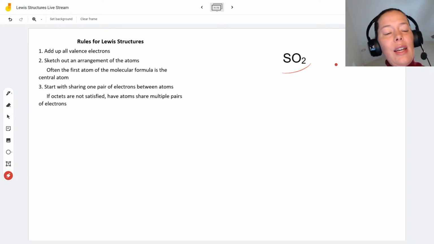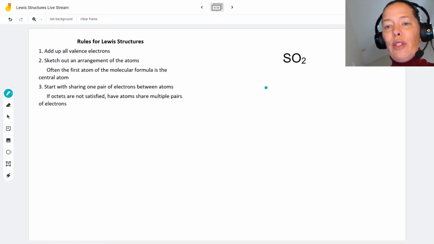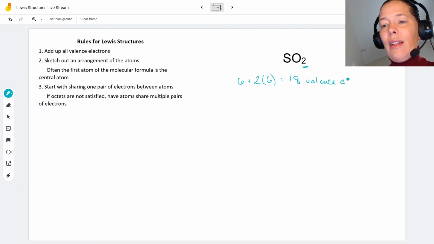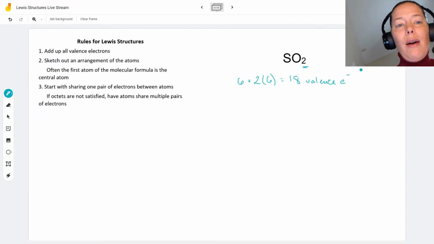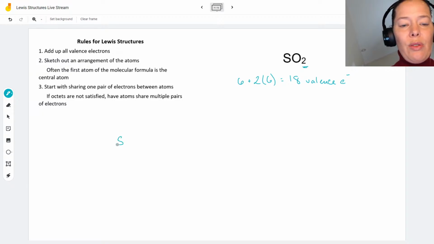All right, SO2, sulfur dioxide. Same thing. So sulfur, you can see, is right underneath oxygen. It gives 6 valence electrons. Plus, I have, again, 2 oxygens here. They give 6. So I have 12 plus 6. I've got 18 valence electrons. All right. So now I'm going to sketch out my arrangement. Again, because sulfur is written first, I'm going to put that in the center. So sulfur, and I'm going to put oxygens on either side. Let's start putting in electrons.